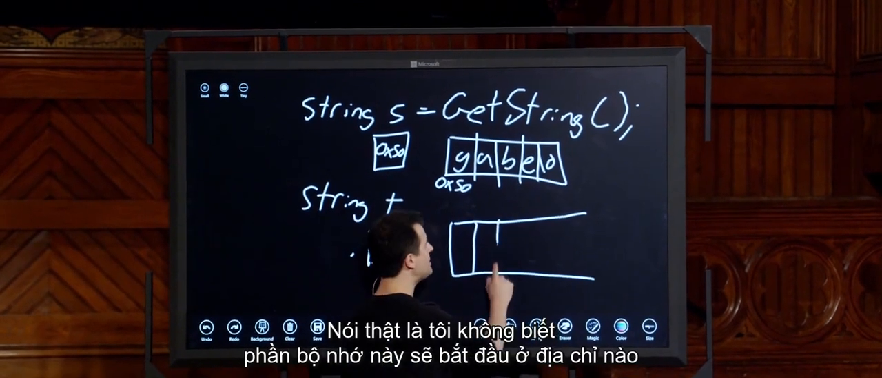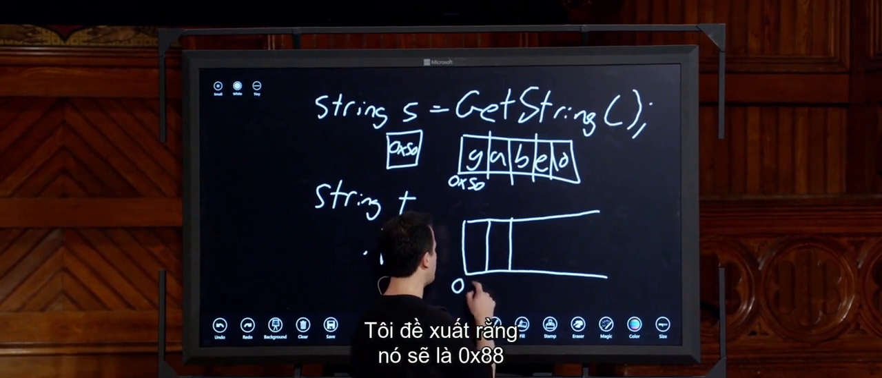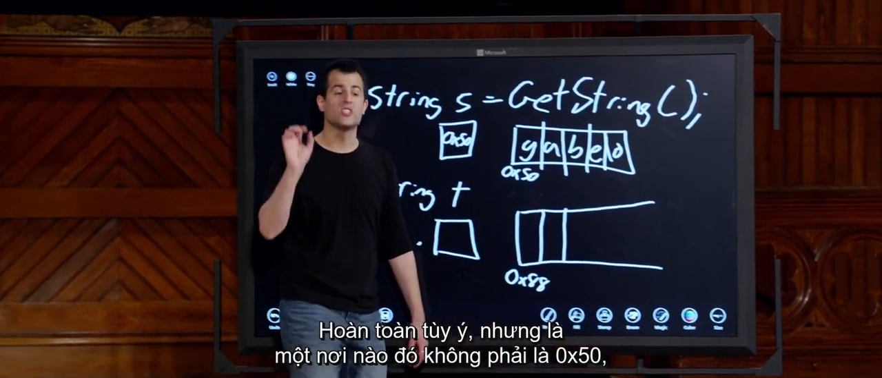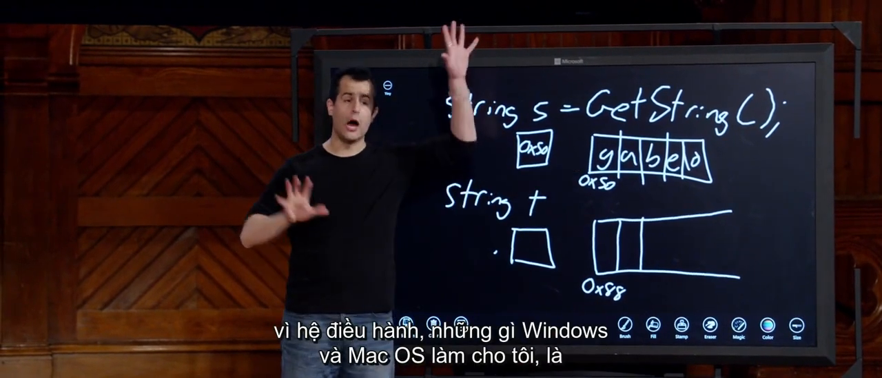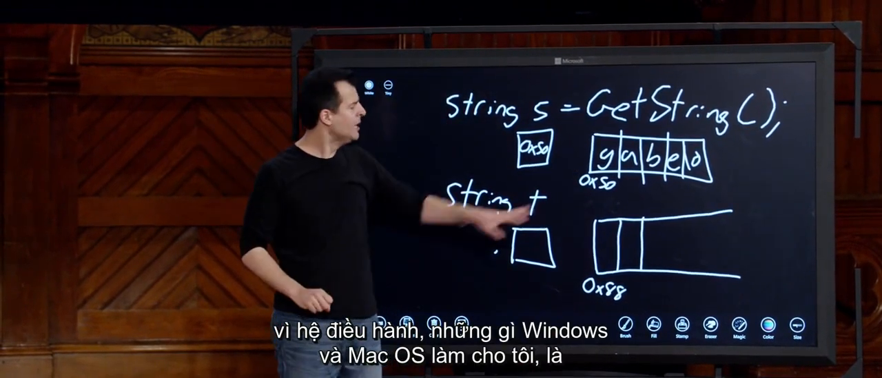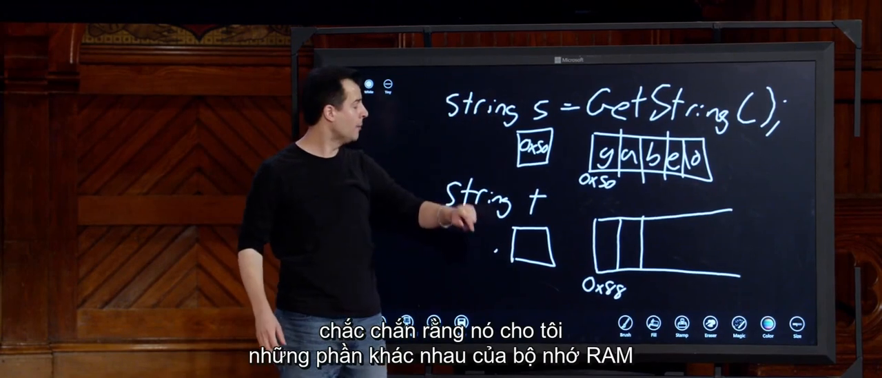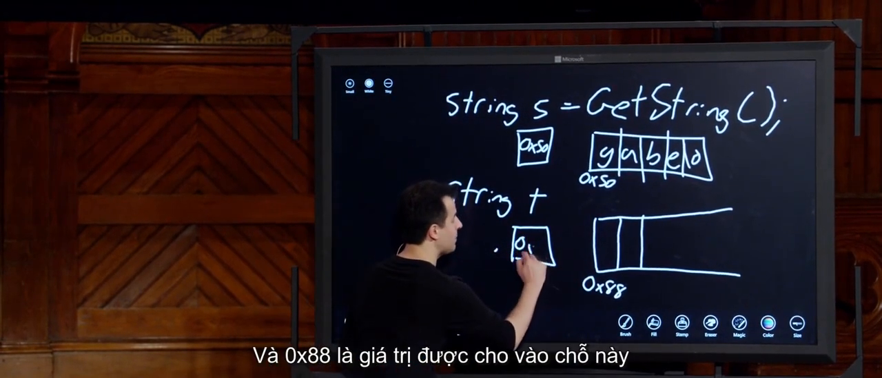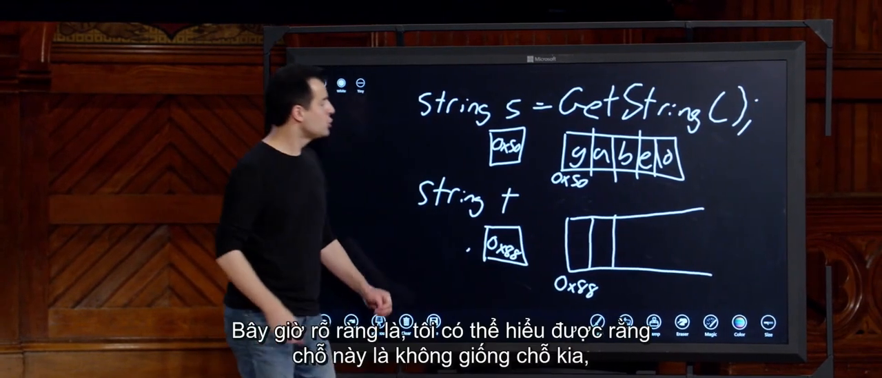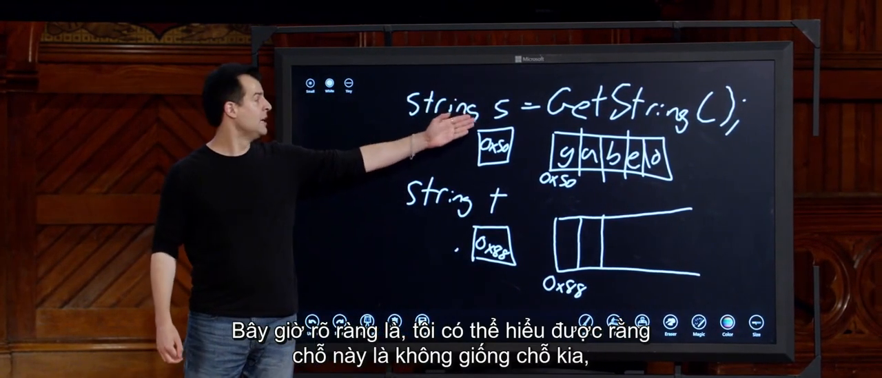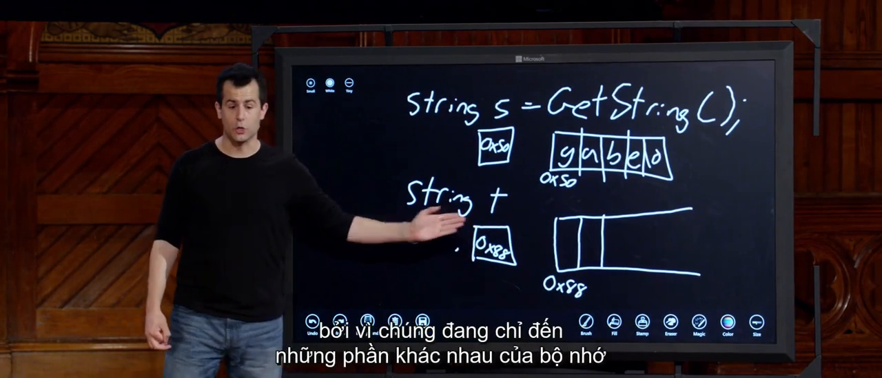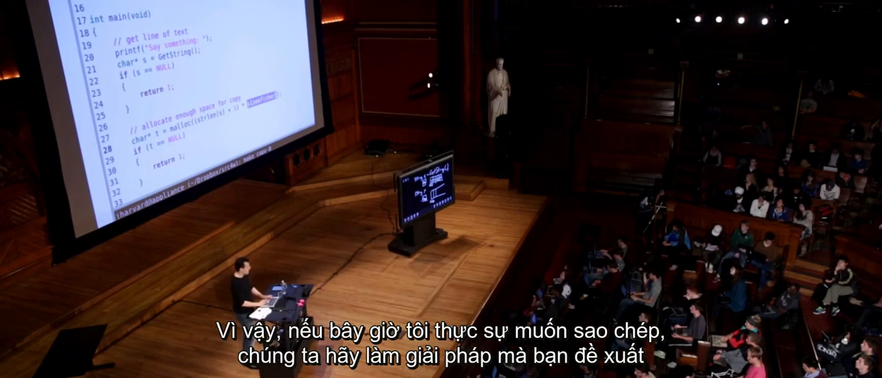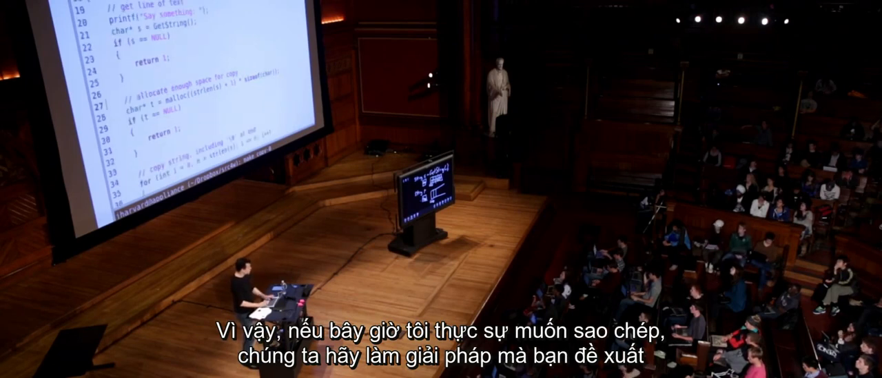So I have no idea, frankly, where this is going to end up. I'm going to propose that it's going to end up at 0x88. Completely arbitrary, but somewhere other than 0x50, because the operating system, what Windows and Mac OS do for me, is make sure that it's giving me different chunks of RAM. So this is the value where this chunk of memory might end up. So this is what ends up in here, 0x88. So now clearly I can understand that this is not the same as this, because they're pointing at different chunks of memory. So if I now actually want to copy this in, let's do your proposed solution.